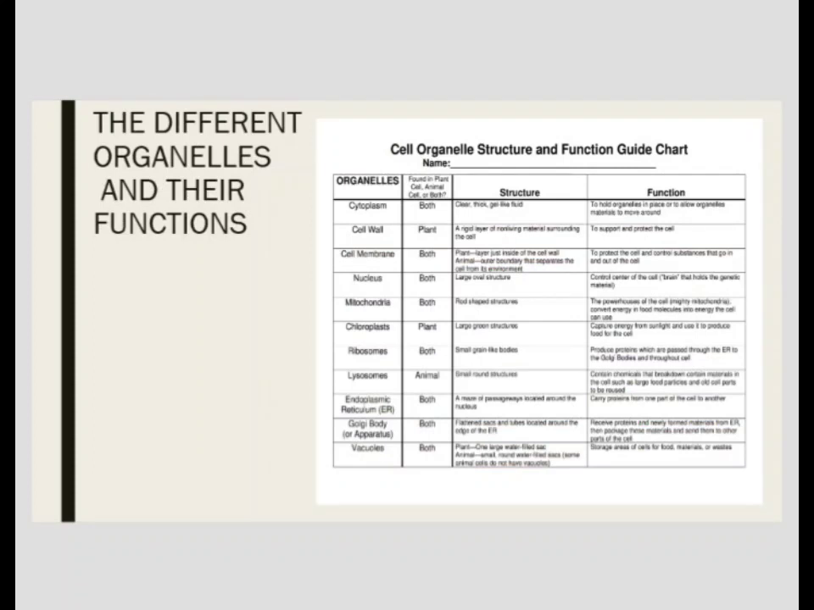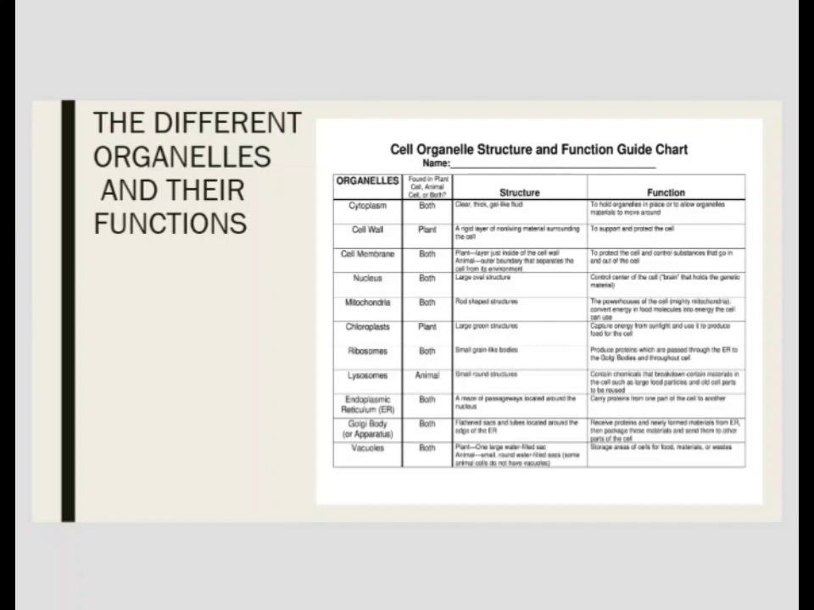So this is the guide chart. I'm going to discuss some of these organelles. First is the cytoplasm. It is found in both plant cells and animal cells. The structure is a clear, thick, gel-like fluid. The function is to hold all organelles in place, or to allow organelle materials to move around.